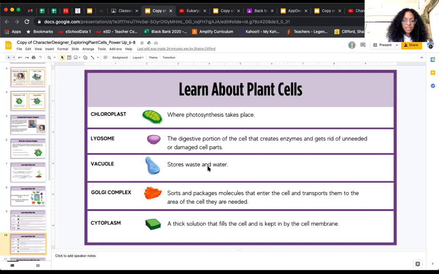The vacuole stores waste and water. So I guess the vacuole is kind of like the bladder. The Golgi complex, kind of a funny name, sorts and packages molecules that enter the cell and transports them to the area of the cell where they're needed, also like a blood cell. And the cytoplasm is that thick solution that fills the cell and is kept in by the cell membrane. I wonder if that's what comes out. Like if you've ever broken a flower and you end up with that stuff on your fingers, I wonder if it's cytoplasm.